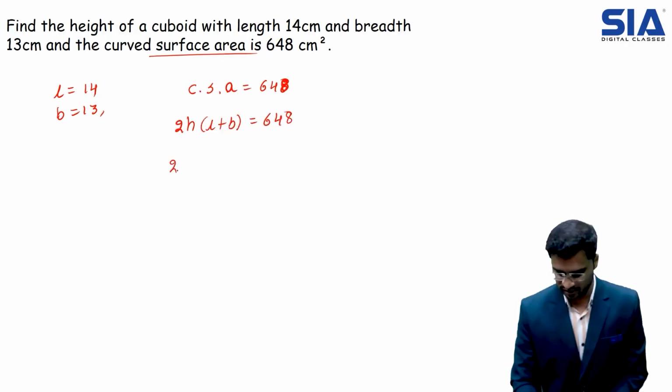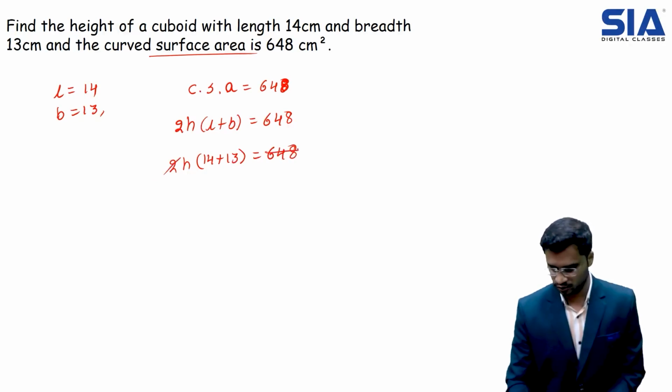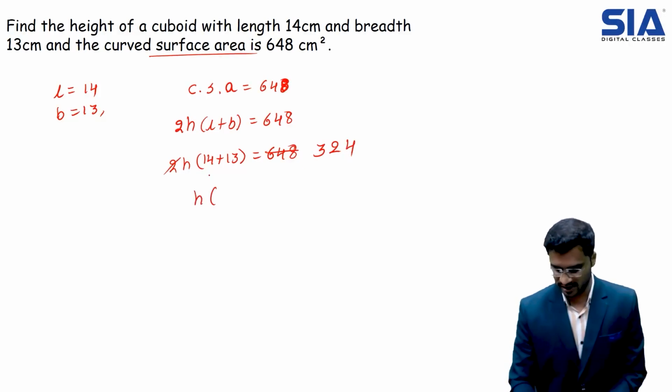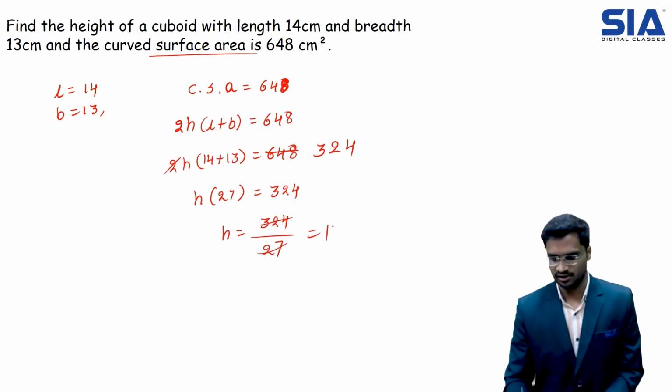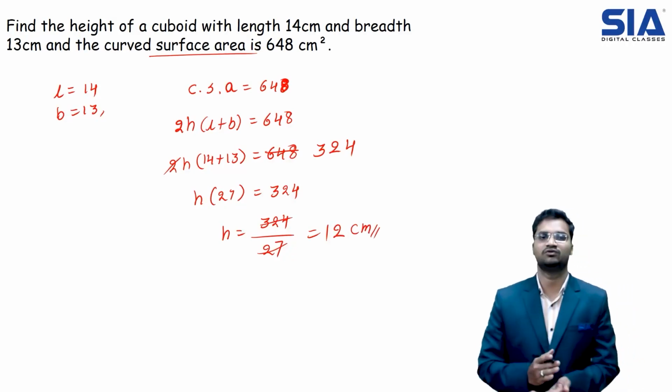Let us substitute the values here. 2h into L plus B, 14 plus 13, is equal to 648. So 2 times 648 side: h multiplied by 27, since 14 and 13 is 27, equals 324. The value of h is 324 divided by 27. 27 ones are 27, 27 twos are 54, so the height is 12 centimeters.